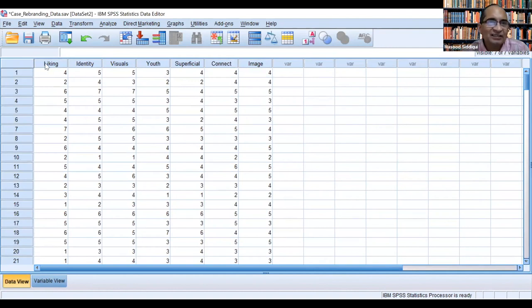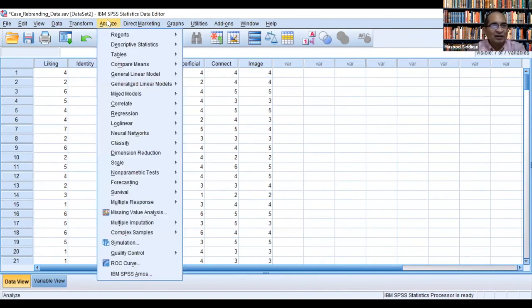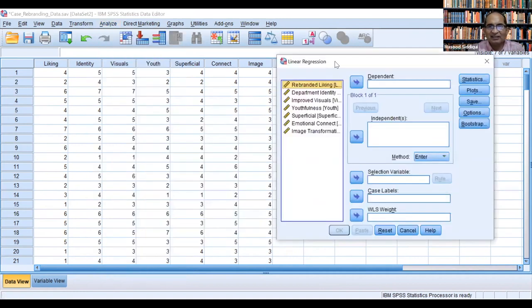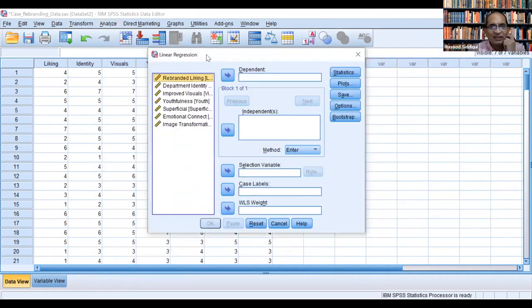Now we will run the regression analysis. So we go to Analyze, then we go to Regression. And since we are going with linear regression, this will be our path. We go to Analyze, then Regression, then Linear Regression. So this is the dialog box of the linear regression. Here, the space for the dependent variable is only for 1.